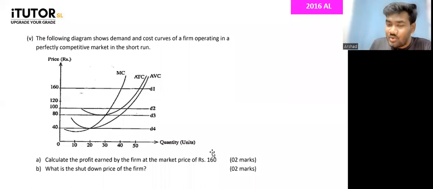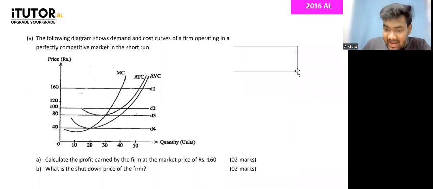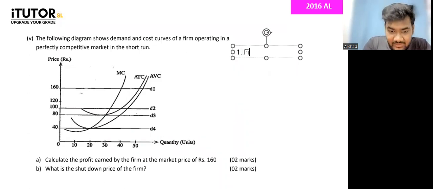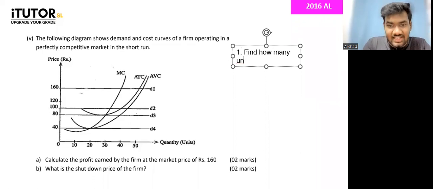The first thing you have to find, when you get a question like this, to calculate the profit, is how many units they are producing. Because to find profit, you have to get total revenue, which is price times number of units. And you have to get total cost, that is average total cost times the number of units. So the first step is to find how many units they are producing. Now in this question, can you tell me how I am going to find this?